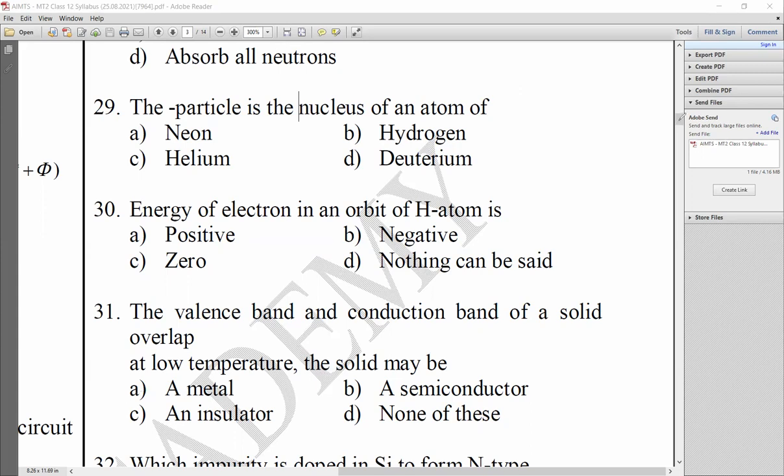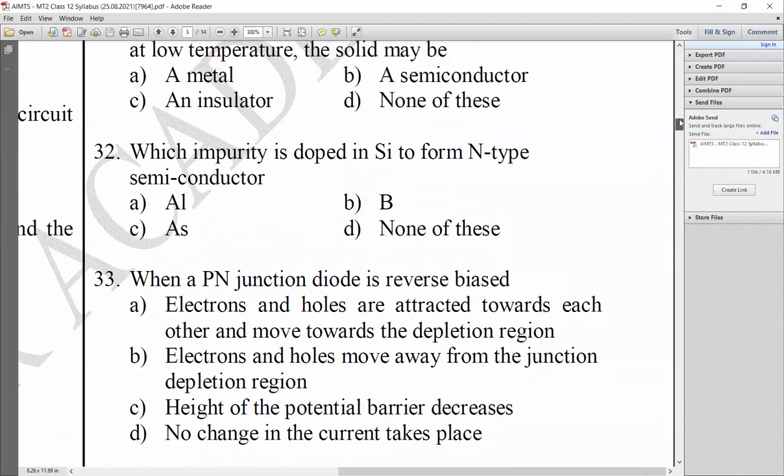Question number 32. Which impurity is doped in silicon to form N-type semiconductors? To form N-type semiconductors, I should dope with an impurity which has more electrons. So obviously it should be C.